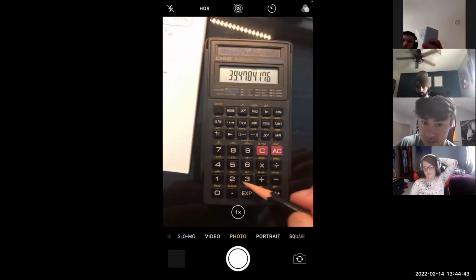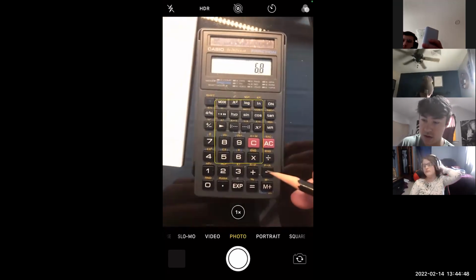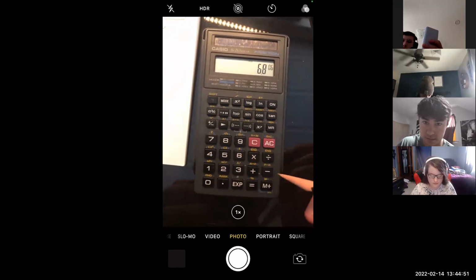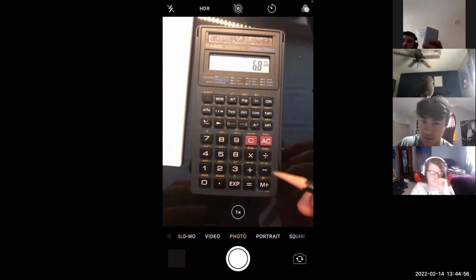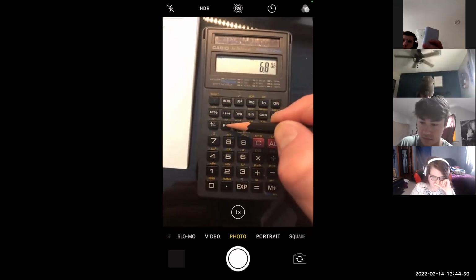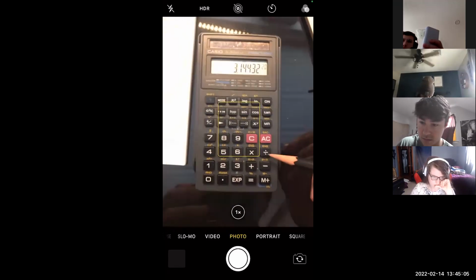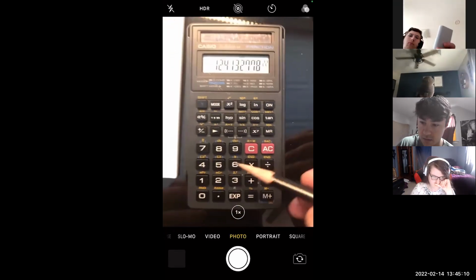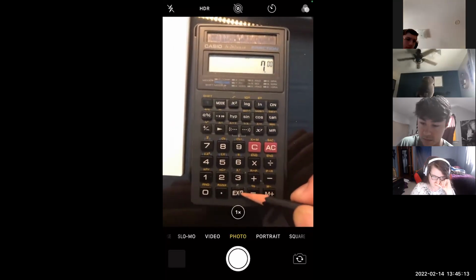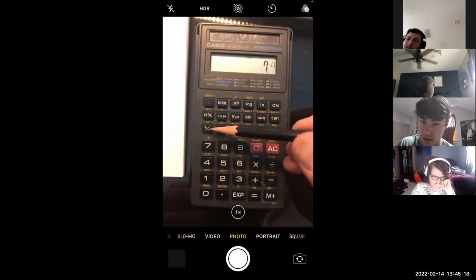Times 6.8 EXP 6. Shift cube. Cubed, divide by 7 EXP negative 7 11. EXP negative what? 11. Yep.